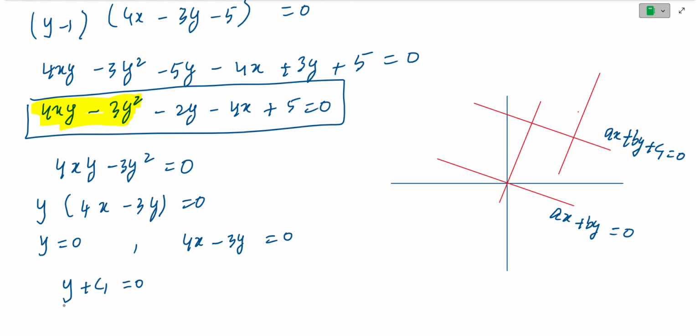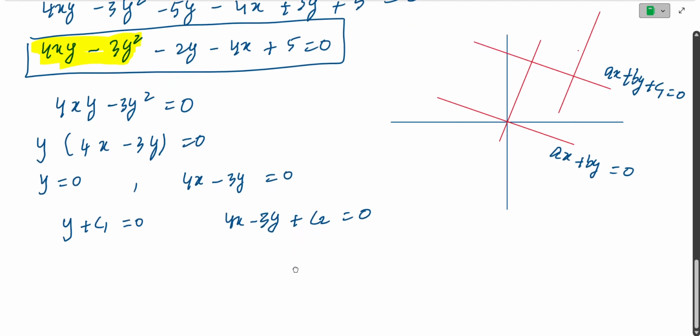So let us assume that the pair of straight lines representing this equation is y plus c1 is equal to 0, and the other one is 4x minus 3y plus c2 is equal to 0. Why? Because y plus c1 is parallel to y is equal to 0, and 4x minus 3y plus c2 is equal to 0 is parallel to 4x minus 3y is equal to 0.